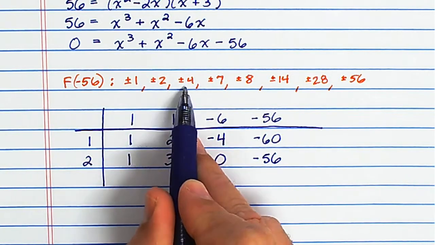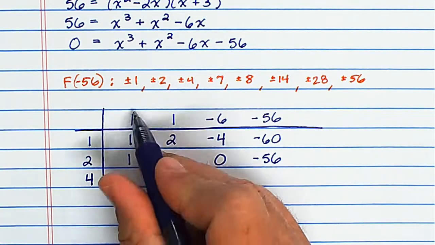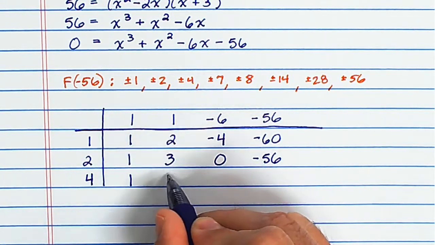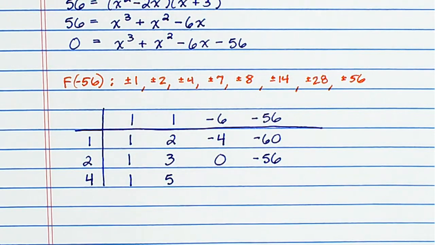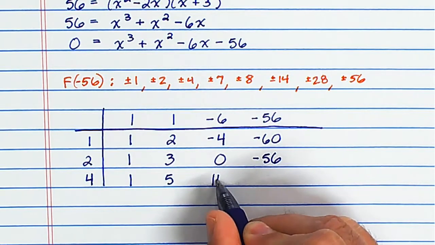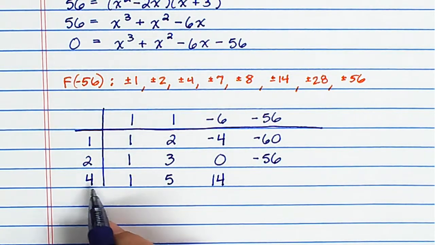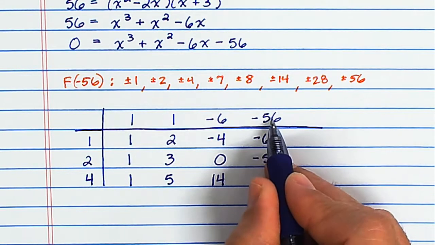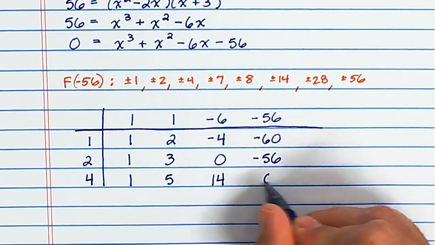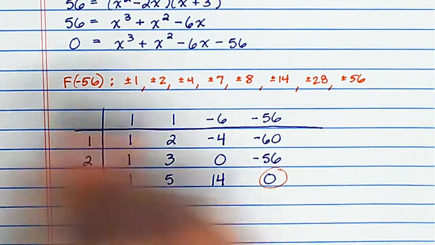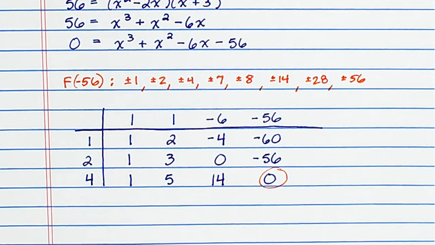Did 1, did 2, now I'm going to try 4. Bring the 1 down. 4 times 1 is 4, plus the 1 is 5. 4 times 5 is 20, plus negative 6 is 14. 4 times 14 is 56. Plus the negative 56 is 0. And that is what we wanted, that remainder of 0.